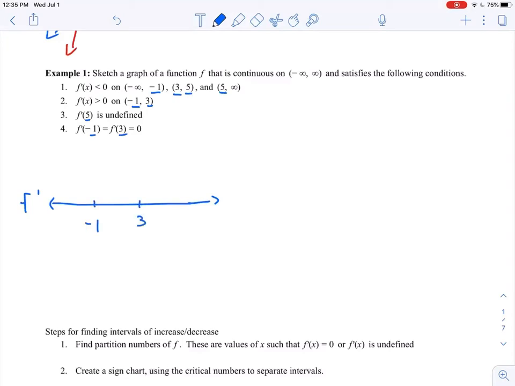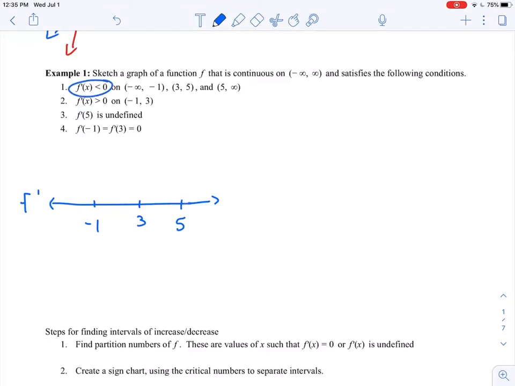-1, 3, 5. Those seem to be the important points. And what I've done is I've cut this number line up into 4 intervals. And I have these 4 separate intervals. And what I'm going to do is look at the information that was given to us, particularly right here in these first 2. And I'm going to look at each interval and determine, hey, is the derivative negative or is the derivative positive?